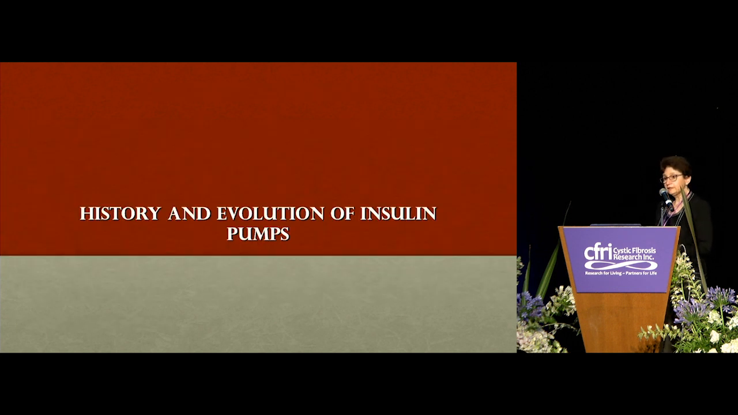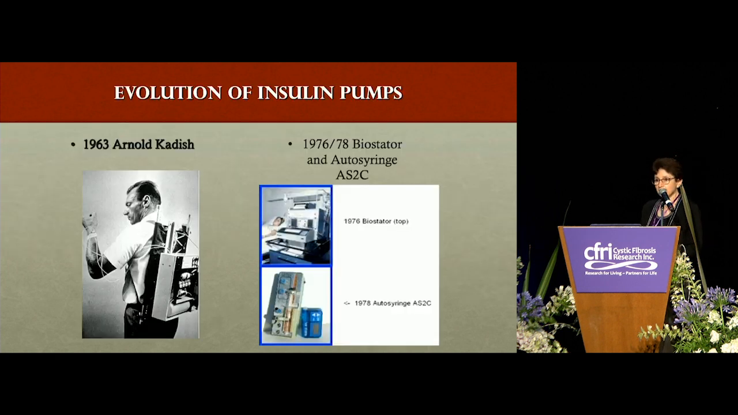Now we're moving to another device that we use a lot, and are using more and more in CF-related diabetes, which is the insulin pump. Obviously, if we only had this pump, no one would wear it. So this is the first pump. I think the weight of it was anywhere from 30 to 40 pounds or something like that. It was in 1963.